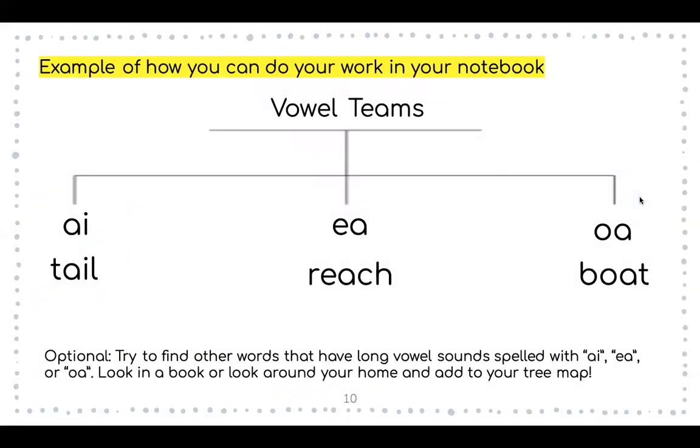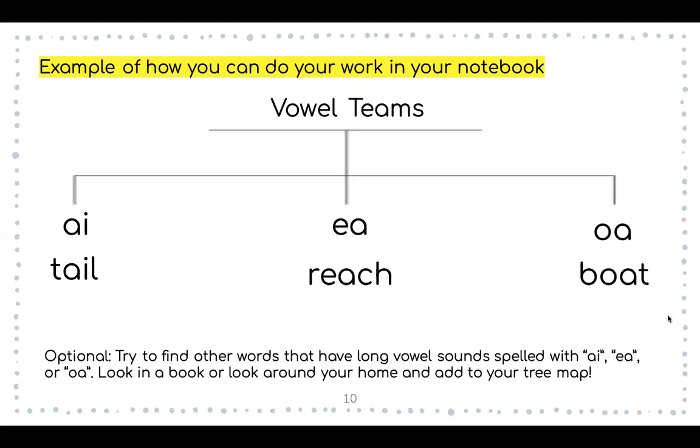This is an example of how you can do your work in your notebook. So at the top of my tree map, I will write vowel teams. Then I'll write AI, EA, and OA. Under each one, I will write all of my AI words, EA words, and OA words.